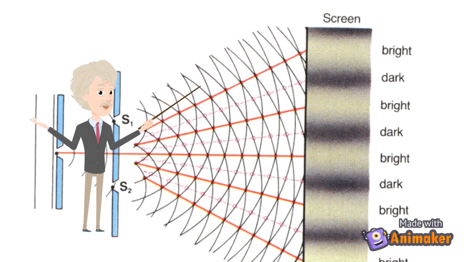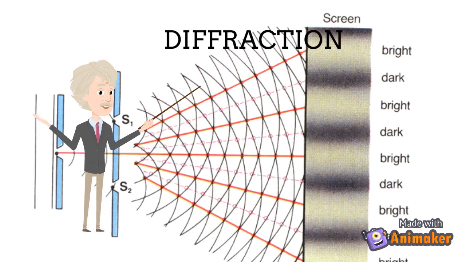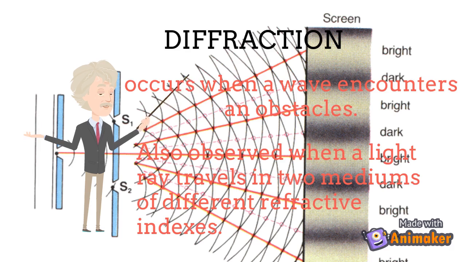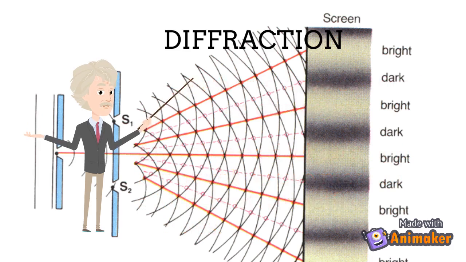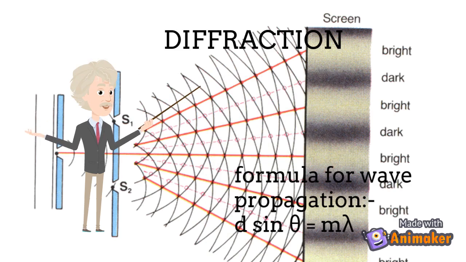The background image which you are seeing is a phenomenon of light known as diffraction. This generally occurs when a wave encounters an obstacle. This is also observed when a light ray travels in two mediums of different refractive indexes. Huygens-Fresnel principle states that in wave propagation each and every point of a wave front acts as a source for a new wave front. This principle also proved Snell's law with a clear explanation.